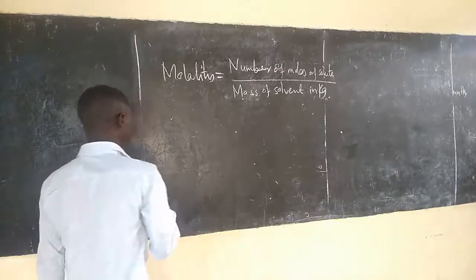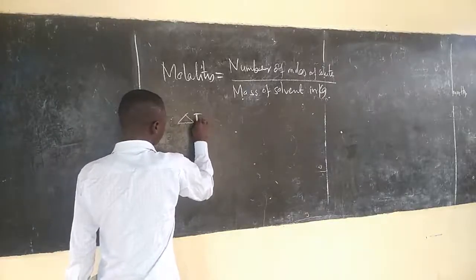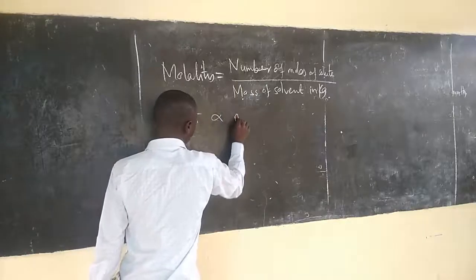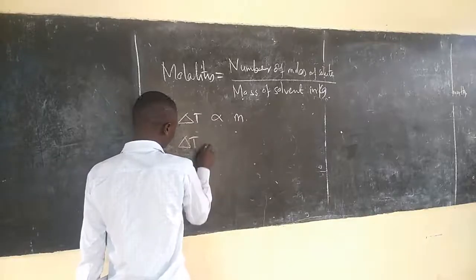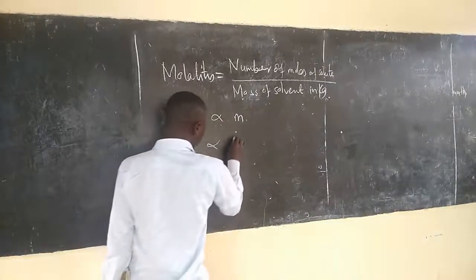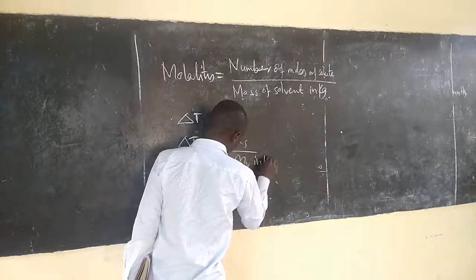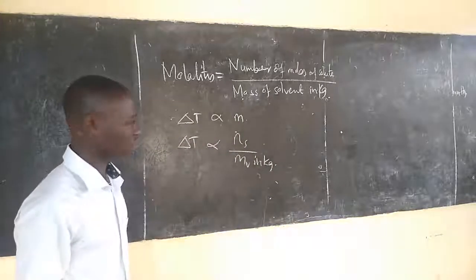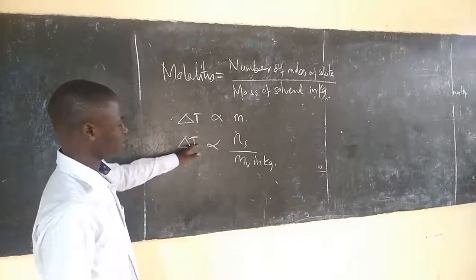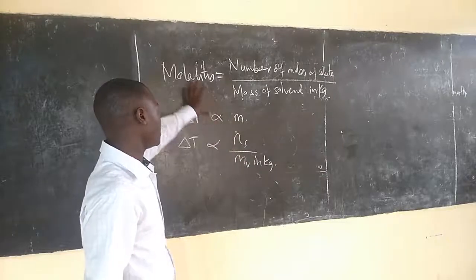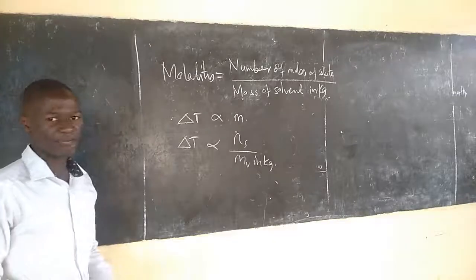So tunachosema ni kwamba elevation of boiling point, that is change in temperature, is directly proportional to molarity M. That is to say, elevation of boiling point, change in temperature, is directly proportional to the number of moles of solute divided by mass of solvent in kilogram. Kwa hiyo hivi ndivyo ambavyo variation ipo kati ya change in boiling point na molarity.